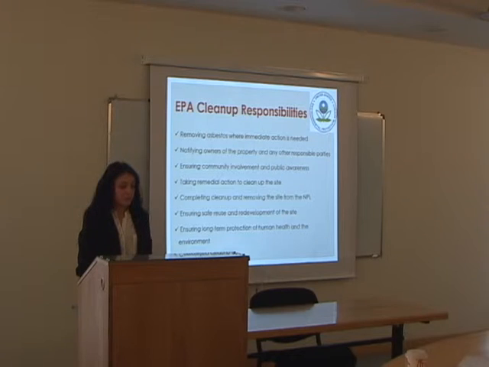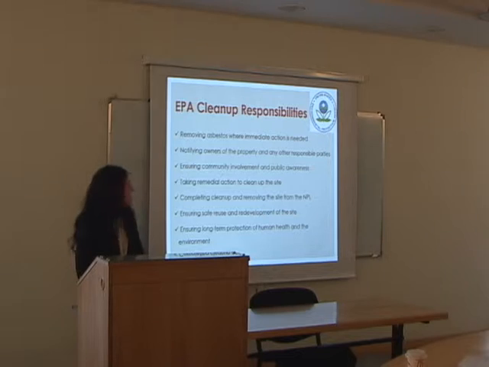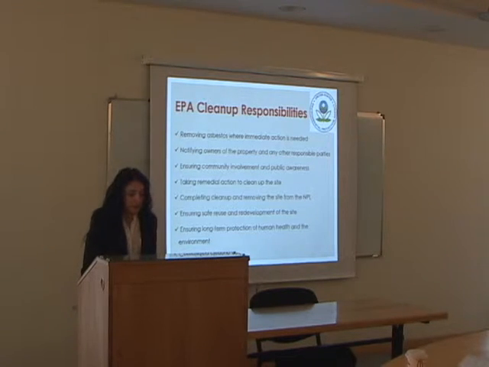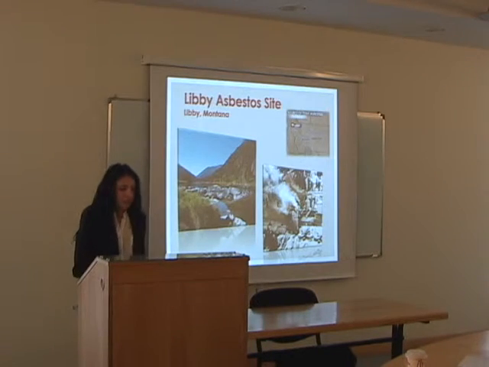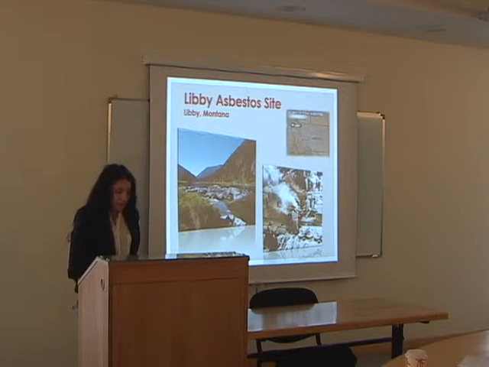For example, EPA is responsible for removing asbestos waste where immediate action is needed. They notify owners of the properties and any other responsible parties. EPA is responsible for ensuring community involvement and public awareness about asbestos and asbestos-related diseases. EPA should take remedial actions to clean up the sites, complete these cleanups, and remove the site from the national priority list. They should ensure safe reuse and redevelopment of the site and the long-term protection of human health and the environment.